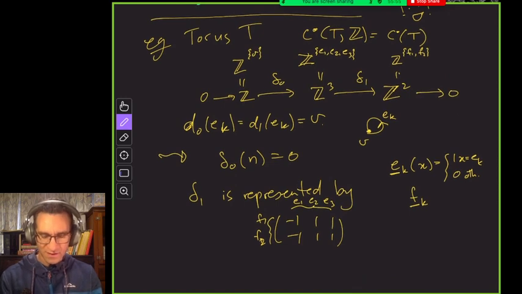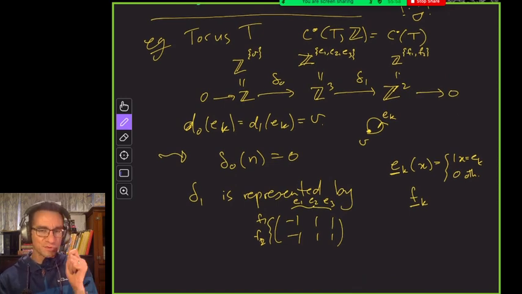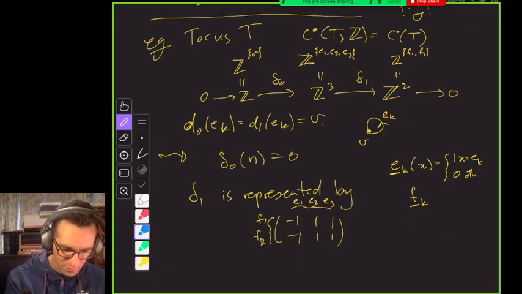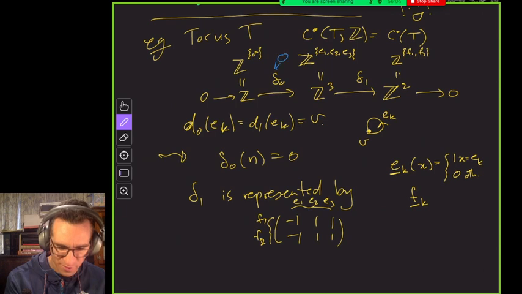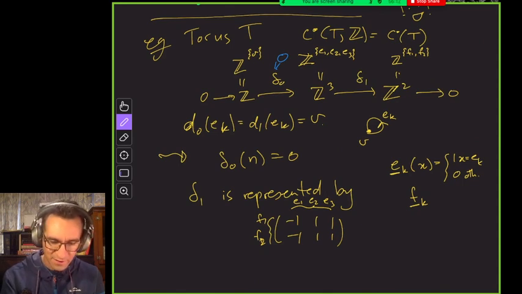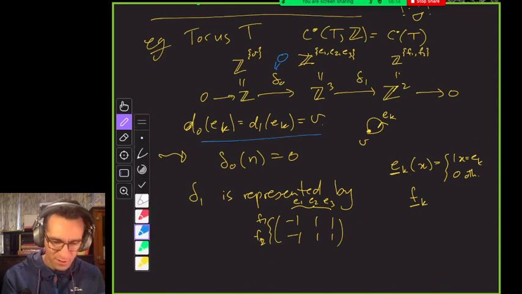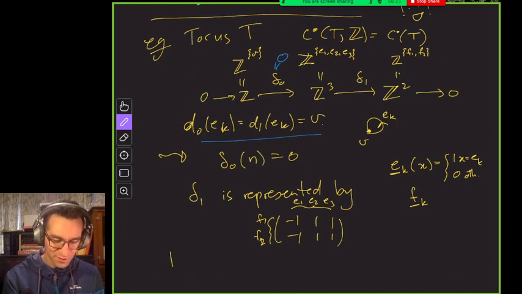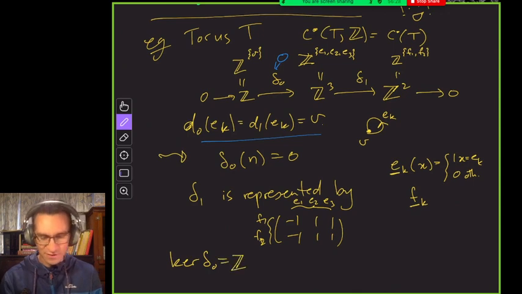And in this specific example, they compose to zero because one of the maps is the zero map. So this equals a zero map, and so its composite with anything is going to be zero, but that's kind of special because we had this property that there was only one vertex. So in particular, the kernel of delta zero is a copy of the integers.